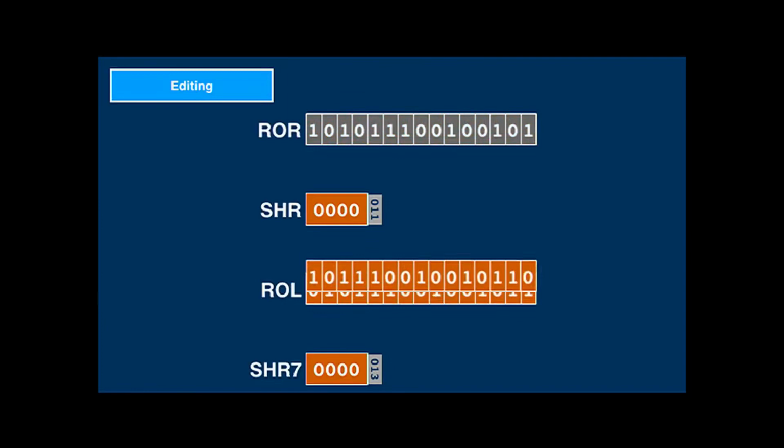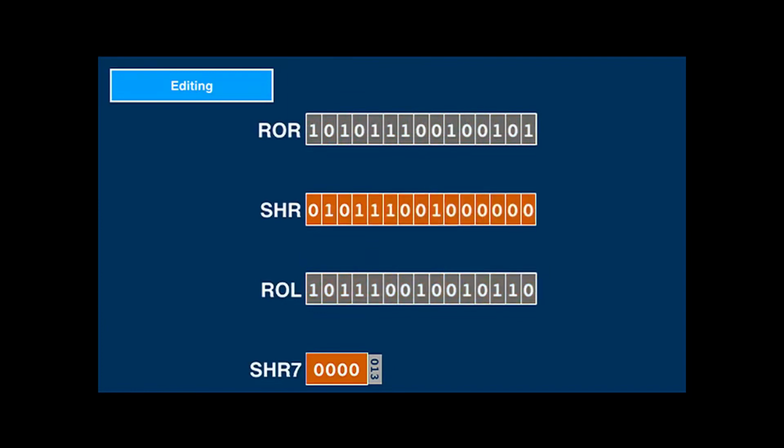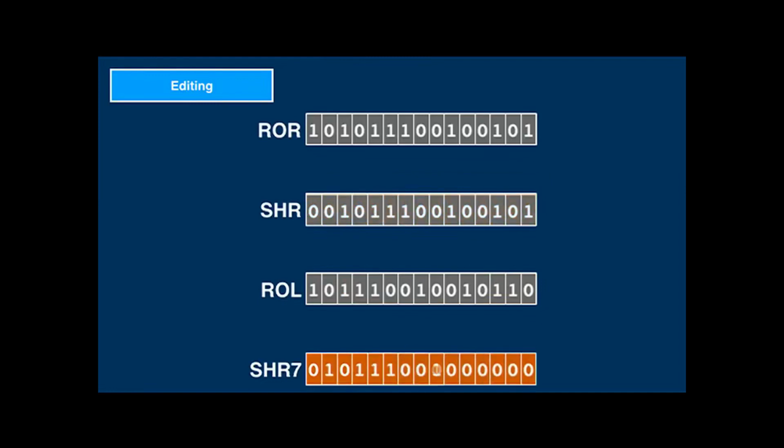ROL rotates left, SHR shifts to the right, duplicating the top bit, and SHR7 shifts to the right by 7 bits, filling the top with 0. This is needed for the interpreter system software component that we'll learn about later.